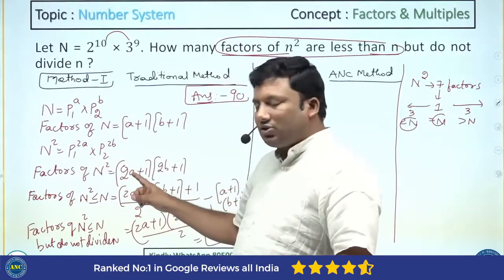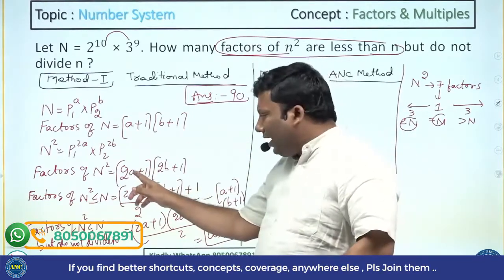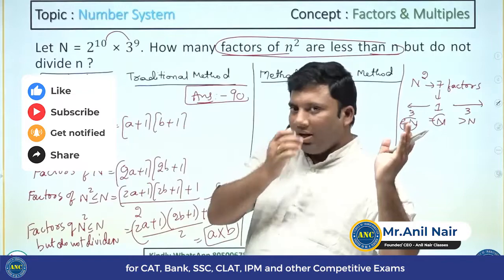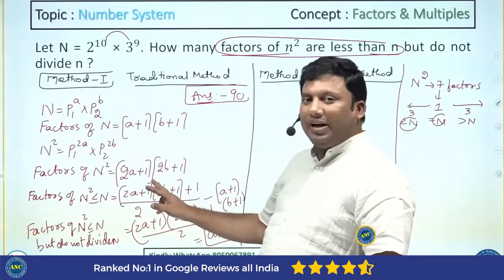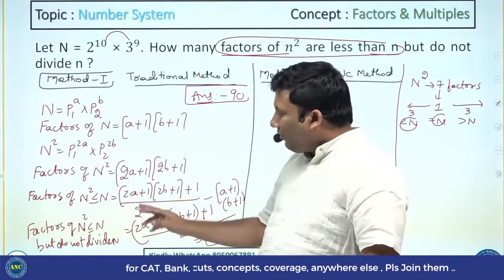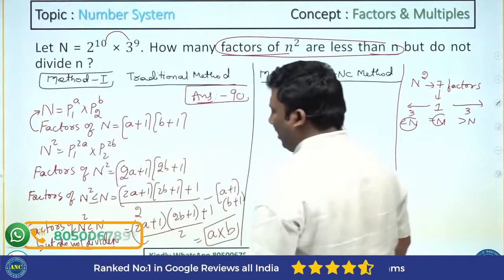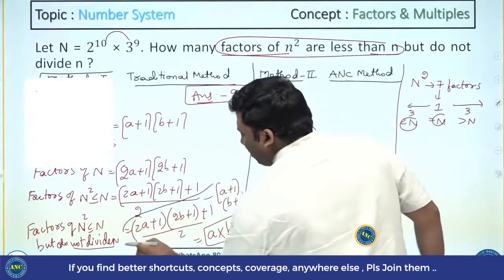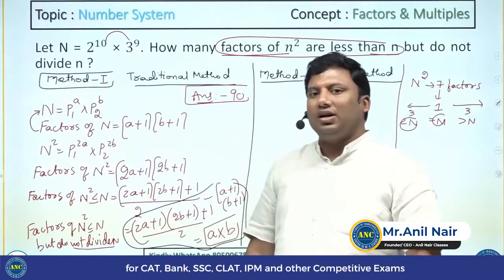Similarly, factors of n square will be 2a plus 1 into 2b plus 1. Think with a very low value: a value 1, b value 1. 3 into 3, 9. 9 means 4 cases less than n, 4 cases greater than n, and one case equivalent to n. So (2a plus 1 into 2b plus 1, plus 1) by 2. From that one, I require those that do not divide n. These are the numbers whose factors divide n, so I have to subtract those cases. If I do this, I will get the final answer a into b.